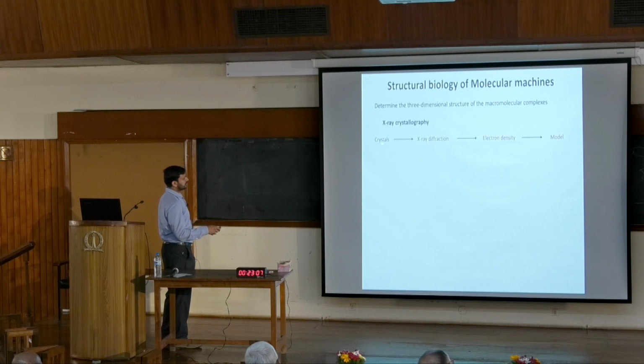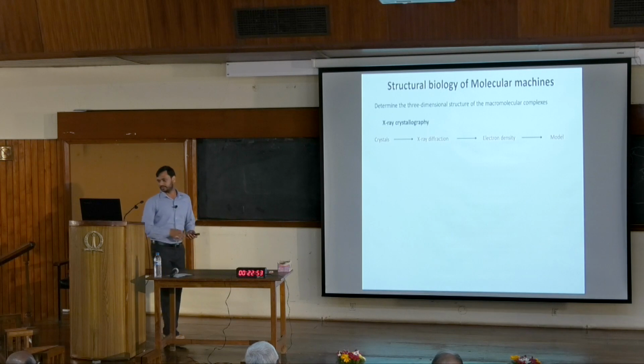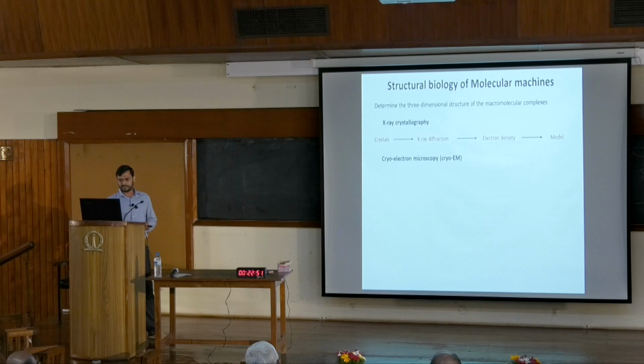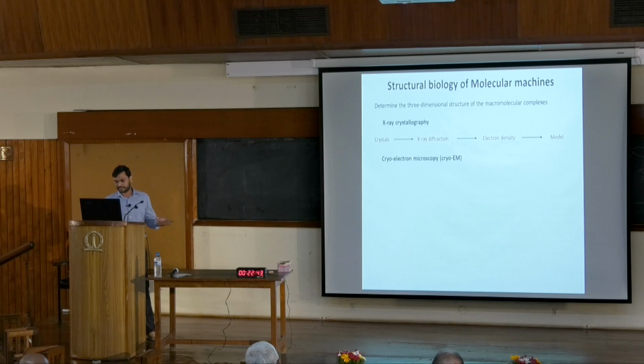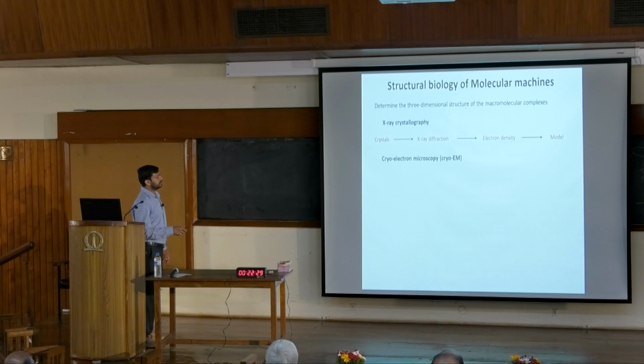So you shoot the crystals in an X-ray beam, and what you compute out of the X-ray diffraction pattern is an electron density map, and then you fit in the model to generate the three-dimensional structure of the macromolecular complex. However, in recent years, cryo-electron microscopy, which is another technique to determine three-dimensional structures, has seen technical advancement, and is now routinely used to determine the high-resolution structures of the macromolecular complexes.